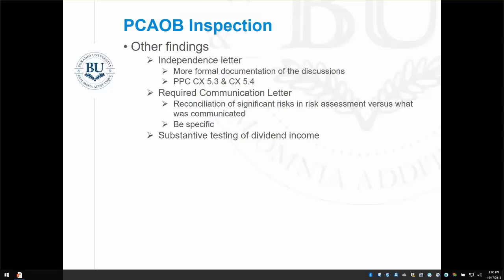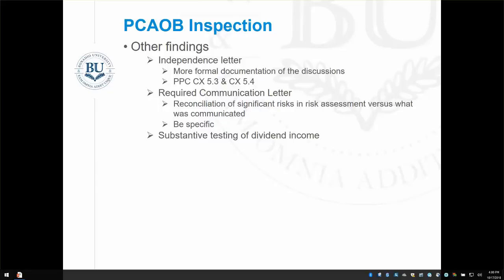From a required communication letter perspective, I know for a lot of our banks, as well as our employee benefit plan engagements, we use internal templates, which are very specific, a lot more specific than PPC's general templates. And I think this was recognized as a positive by the inspectors, in that we are going to such a granular level of detail when it comes to the risks as part of our audit.